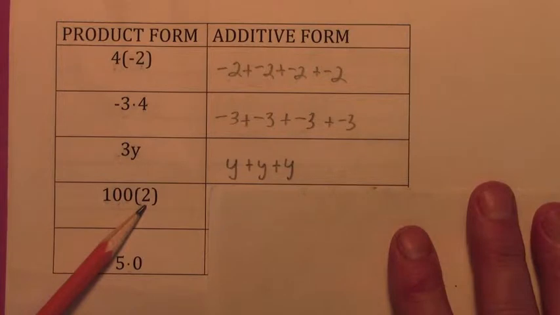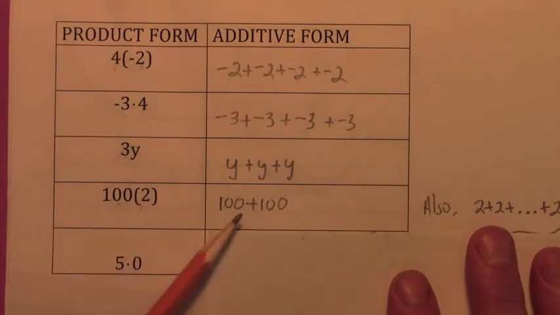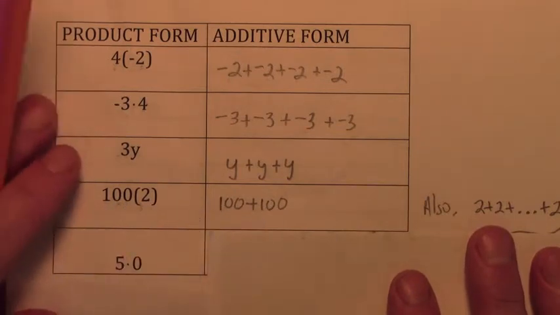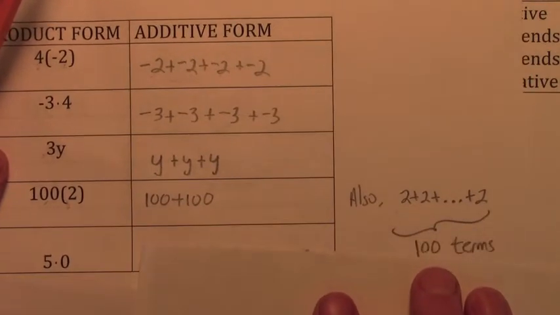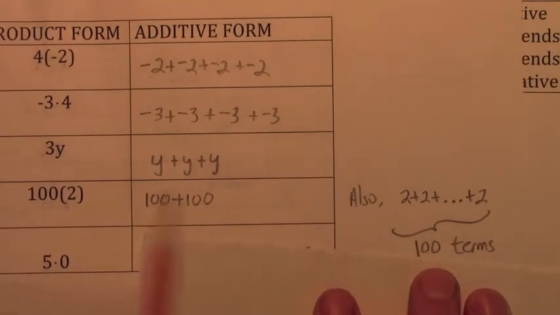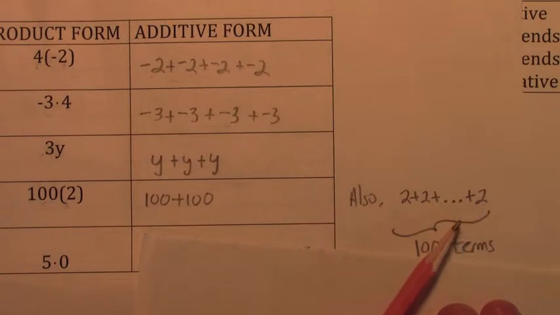Which way is easier? Would you rather see 100 added to itself 2 times or 2 added to itself 100 times? I'd rather see 100 added to itself twice. Now the other way you could do it, this is how I would suggest you do it though, if you do it the other way. If you were to write 2 added to itself 100 times, instead of writing them all out, you could say 2 plus dot dot dot plus 2 and somehow indicate that you have 100 terms here. Or you could also say 100 times, that would be okay.